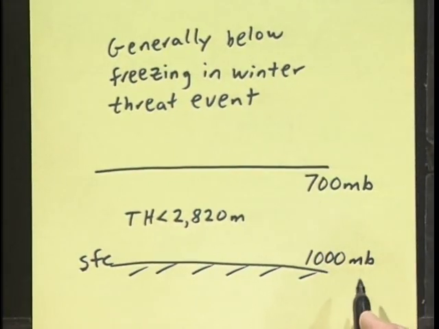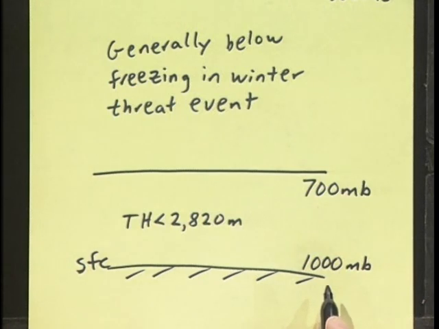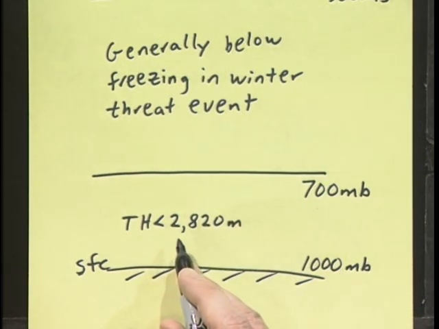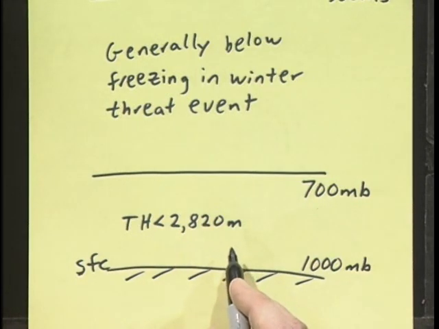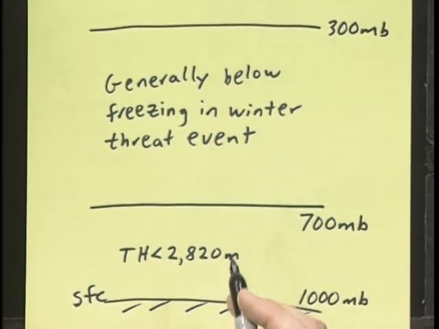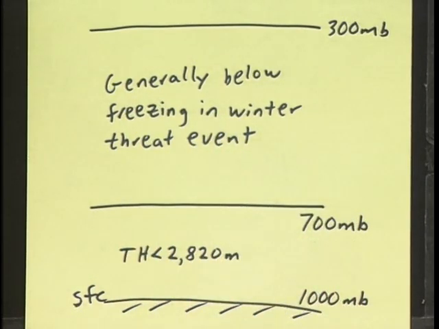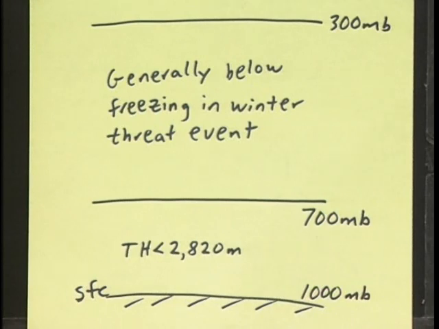you want to look at the forecast soundings, and it helps to look at as many models as you can, since one particular model may have a cold or warm bias. And look at this 1,000 to 700 millibar thickness. If that is less than 2,820 meters, and you also have precipitation that's growing in the snow growth region, then snow will occur in that situation.